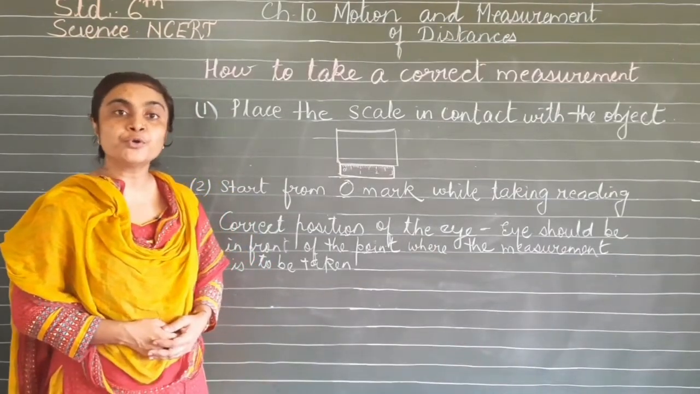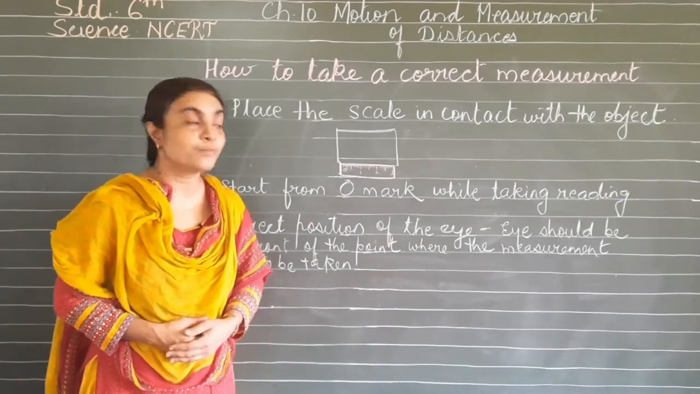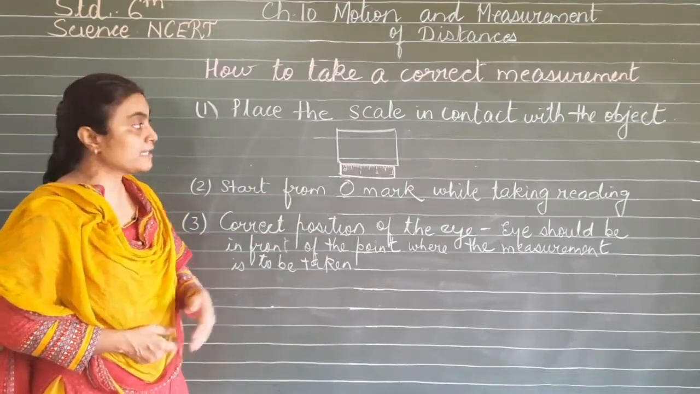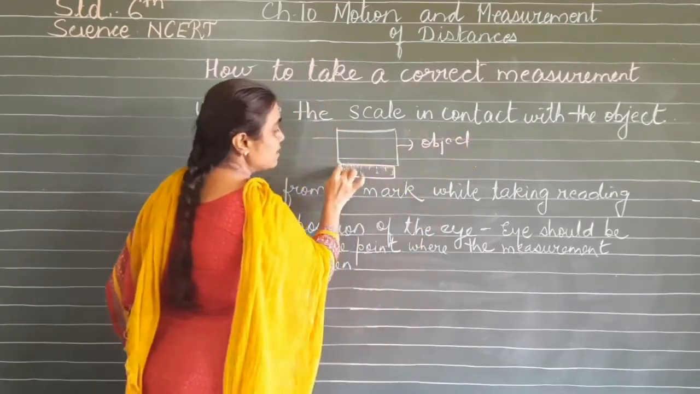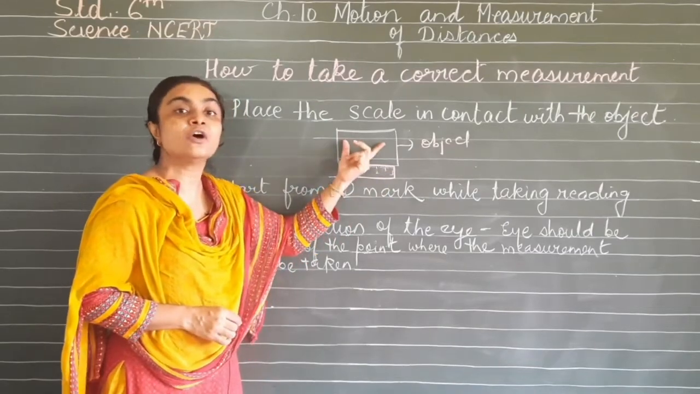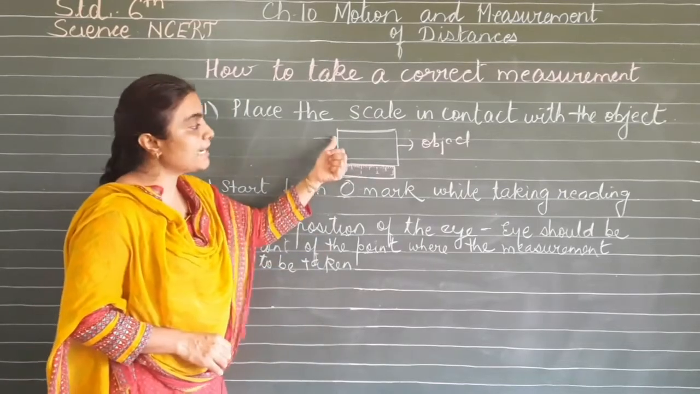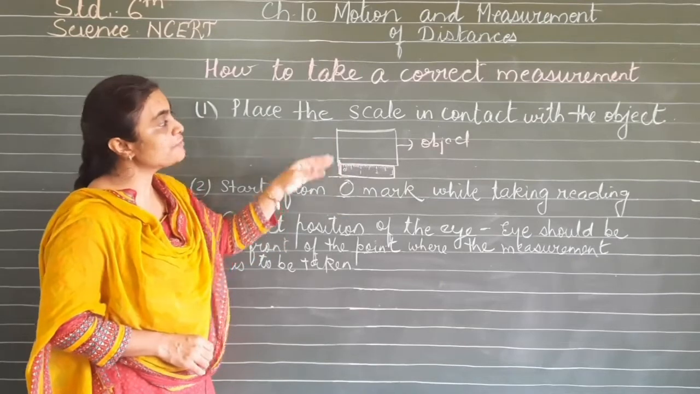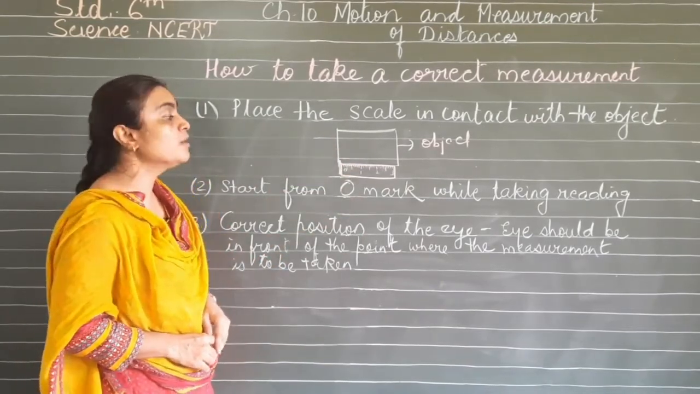Now let us see how to take the correct measurement, how to take the reading of a particular object. Now the first point, place the scale in contact with the object. Suppose this is your object. So this object should be in contact with the scale. It should be along the edge of that object. So this point and this point should coincide. The edge of the object and the edge of the scale should coincide with each other. So the first point, we have to place the scale in contact with that particular object.